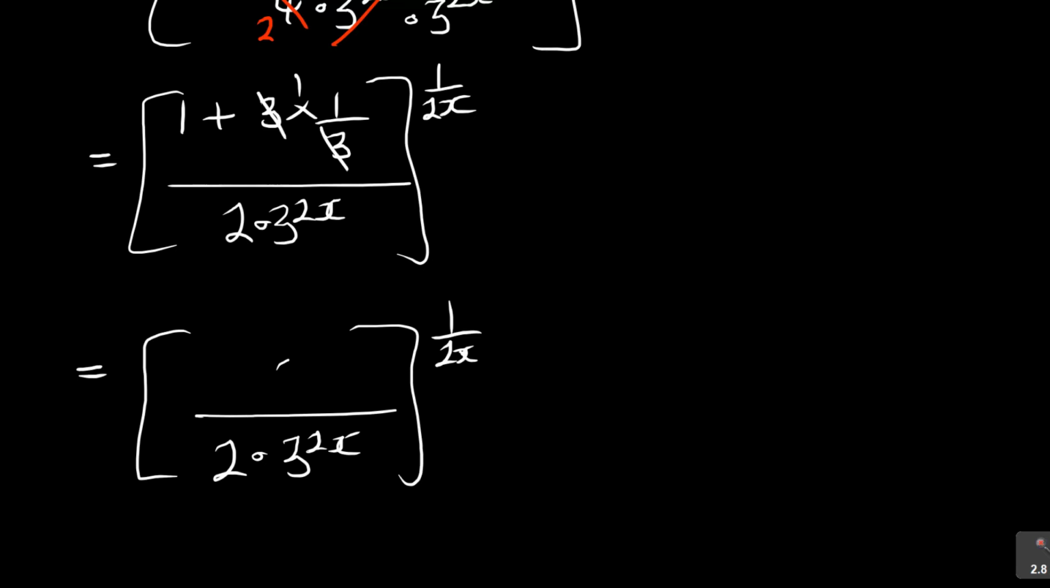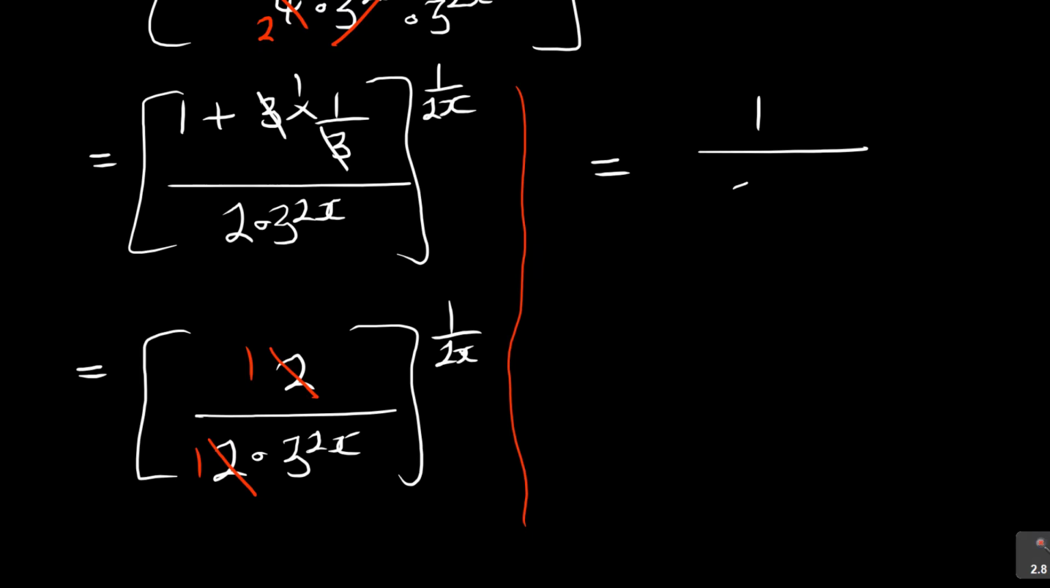Why? Because I want this thing gone. 2 into 2 is 1. 2 into that, it's 1. And then, can I finish this? I think I can now. Look at this. So I have equal to 1 over 3 to the power of 2x, to the power of 1 over 2x.